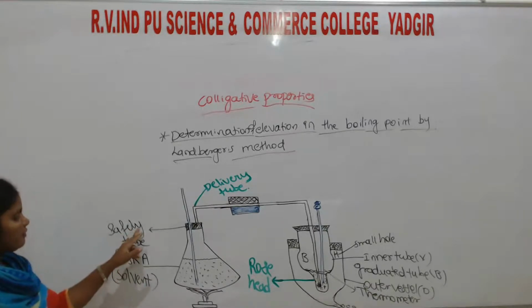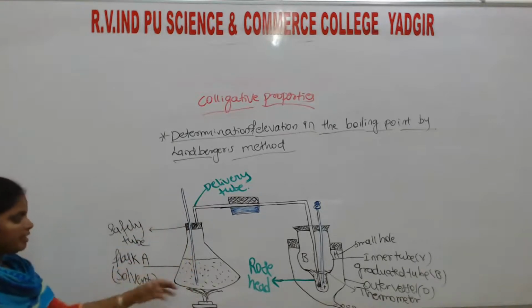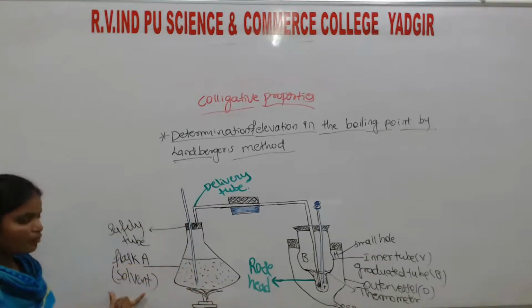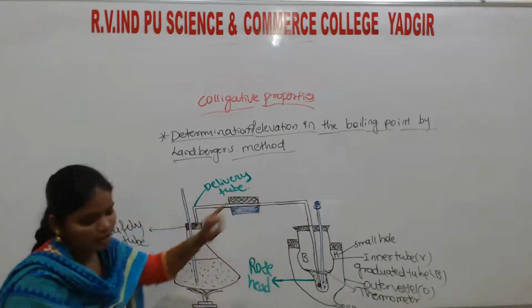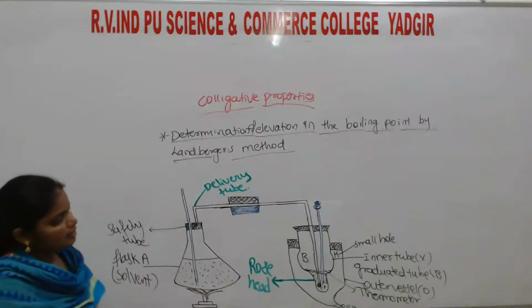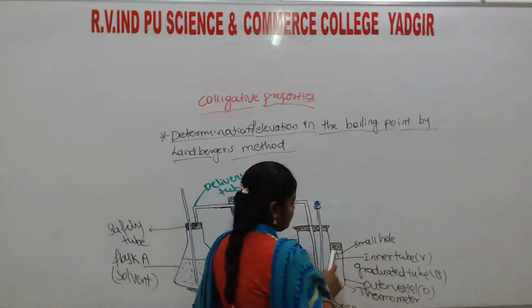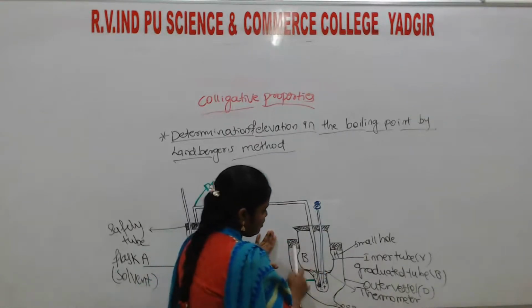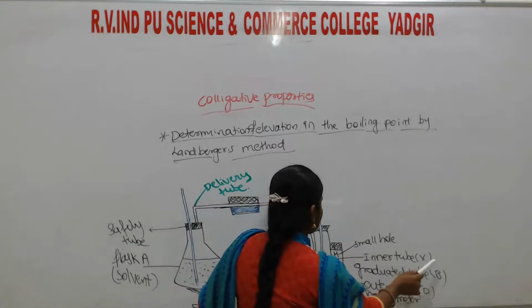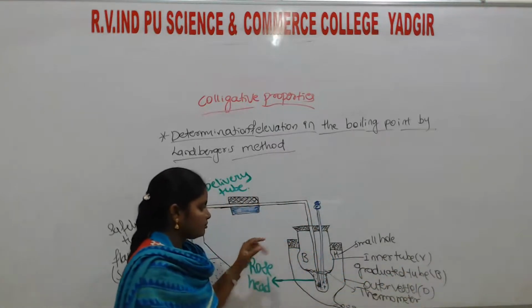This one is a safety tube, and this is a flask A. It contains water, that water is a salt solution, and this is known as a delivery tube. Next, the small hole present here is represented as H, and this is an inner graduated tube, written as B here.